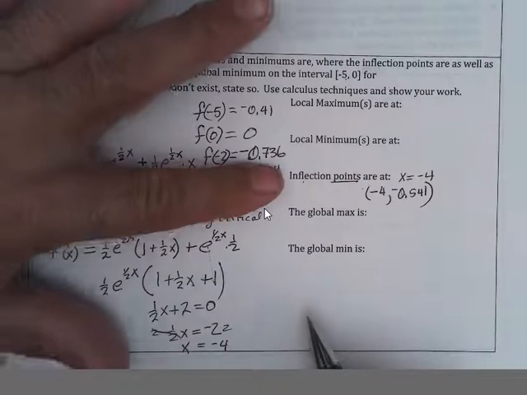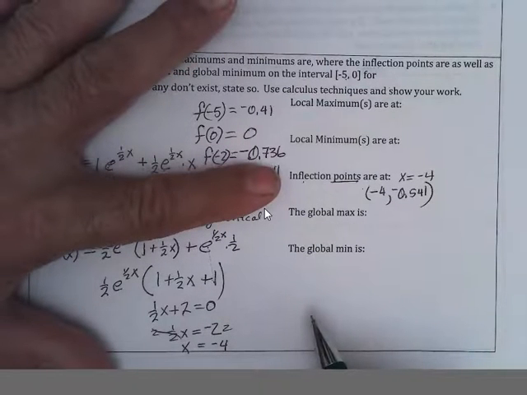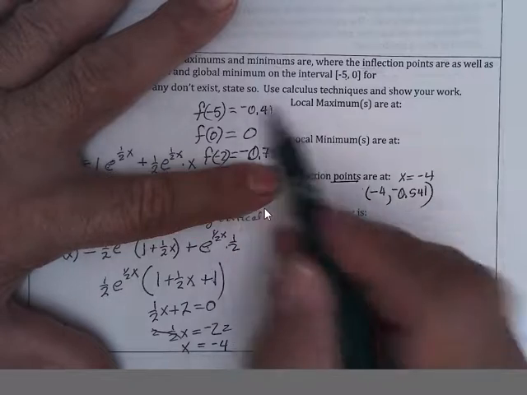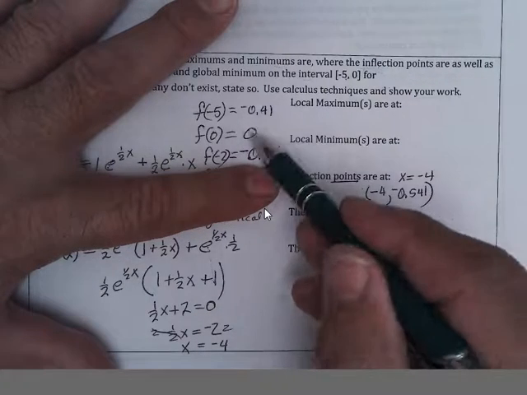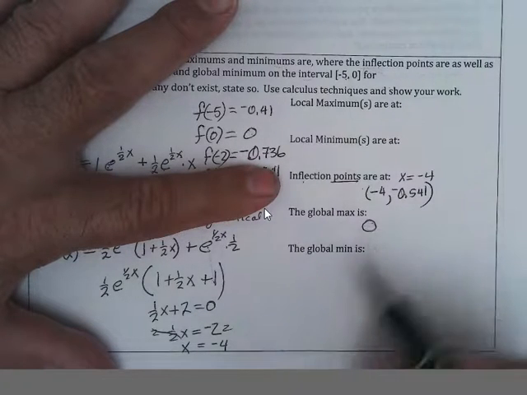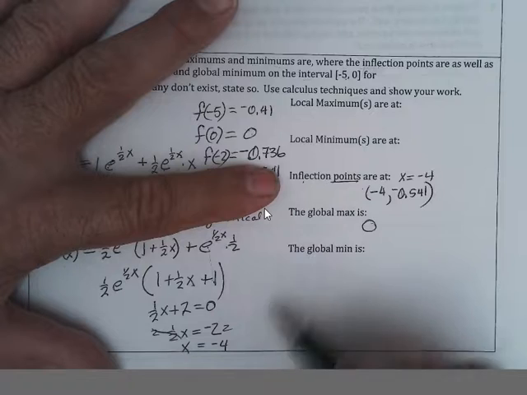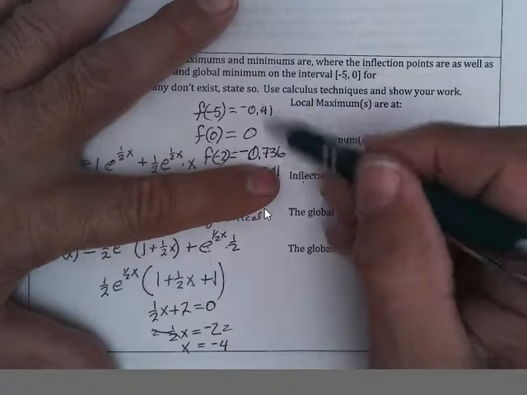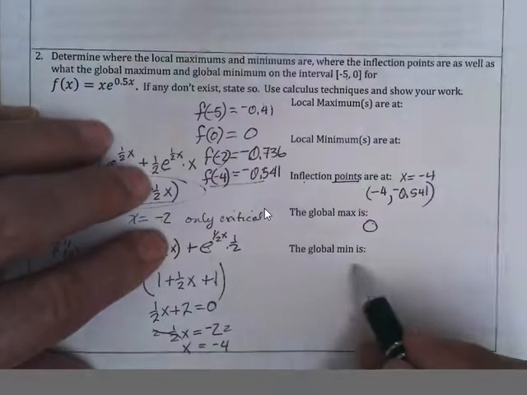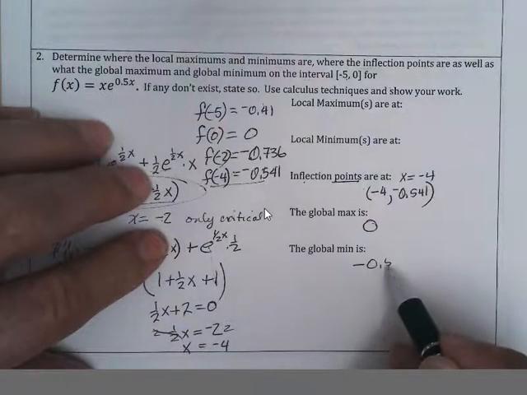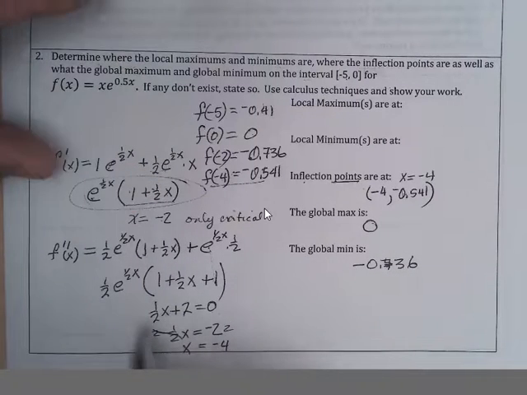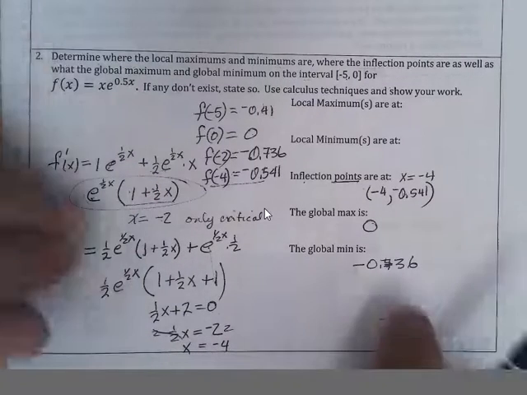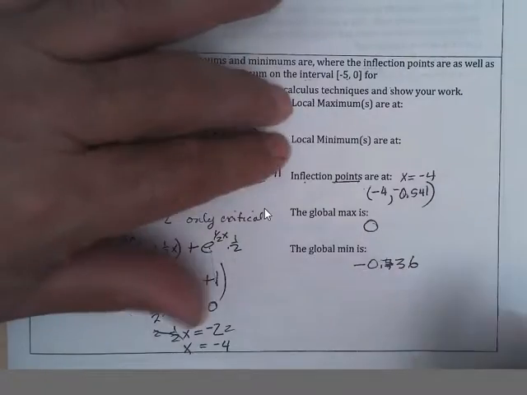And that's not a maximum. Now I got to figure out where the maximums are. And looks like the largest number is 0, so that's the global max. Global min would be the smallest number, which is this one, negative 0.736. And the endpoints are neither global or local maxes or mins.